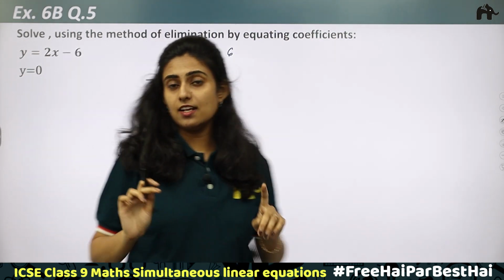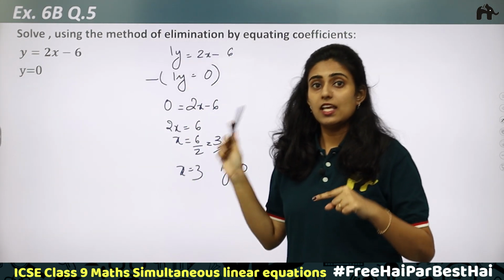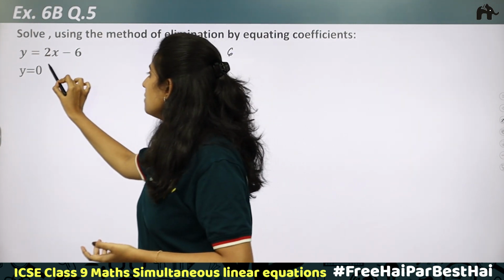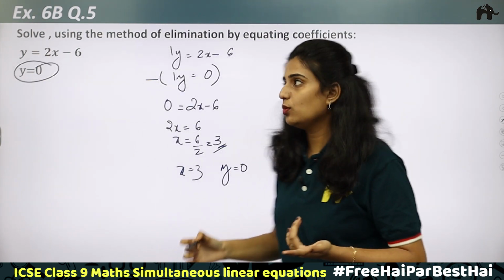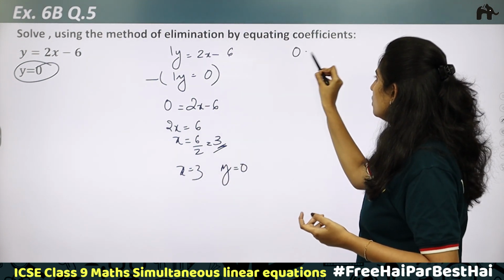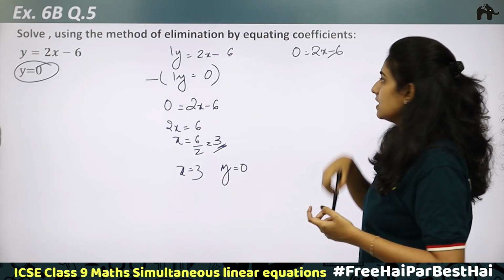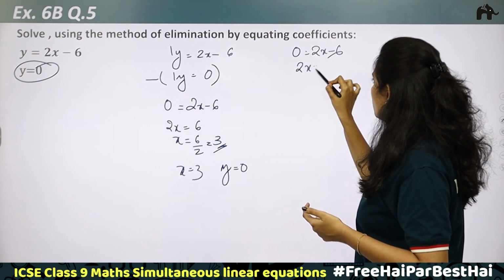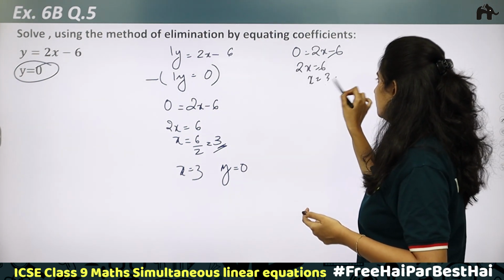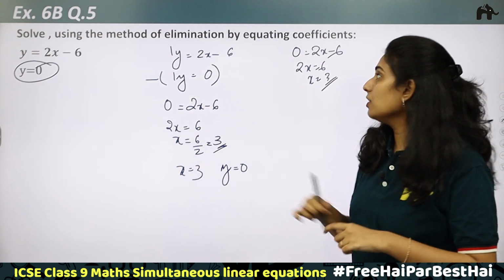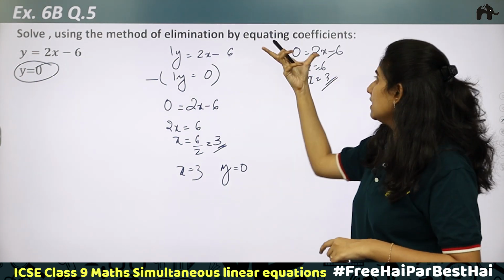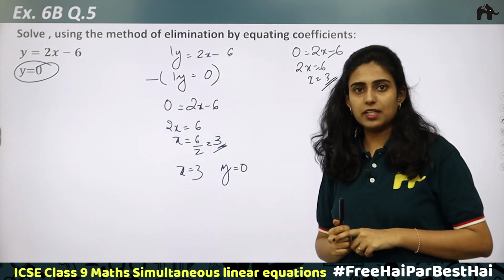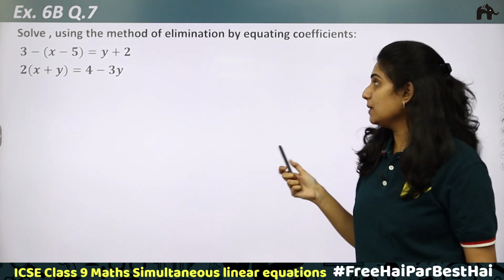Here we have done the equating coefficient method. If it is just a simple method, that is the substitution method, you just need to substitute this y value in the first equation, then easily we get 0 is equal to 2x minus 6. Substituting the value of y in the first equation, then you will get 2x is equal to 6 and x is equal to 3. Okay, so you have to check which method is given. We have to use that method only. Okay, question number 7 of exercise 6b.